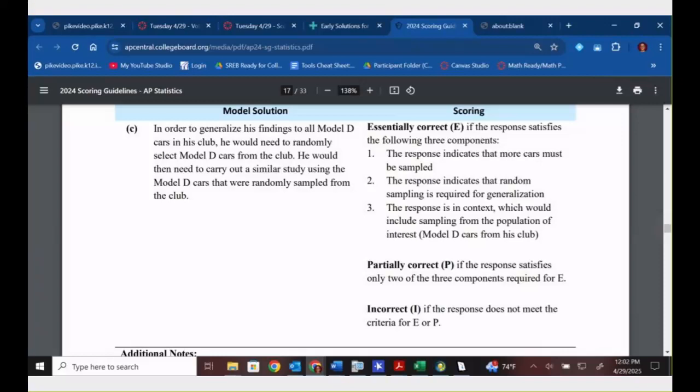Response indicates that more cars must be sampled. Randomly choose a car from the club each day to drive to and from work for that day. Oh, I'm on the fence about that one. I would probably give that. It's very close to an E. I would say you need to put some kind of, like, for the next 100 days, he would select 100 new cars randomly or something like that.